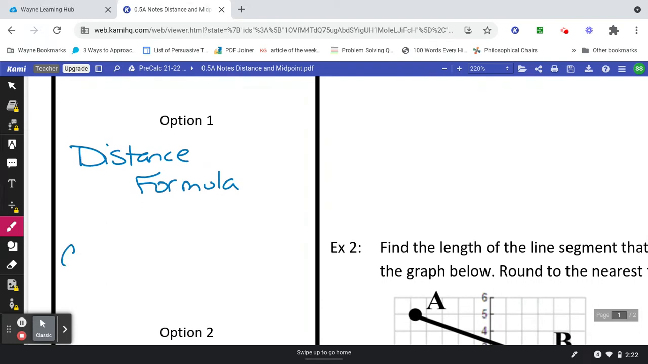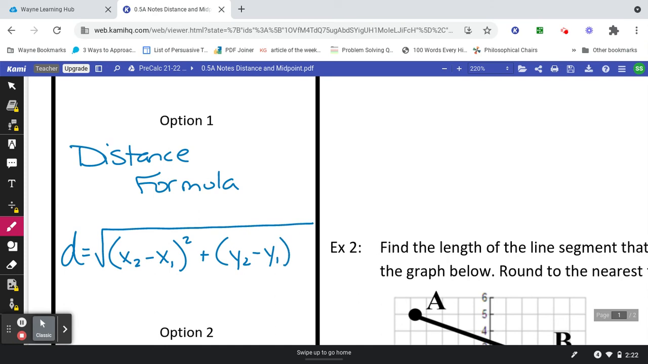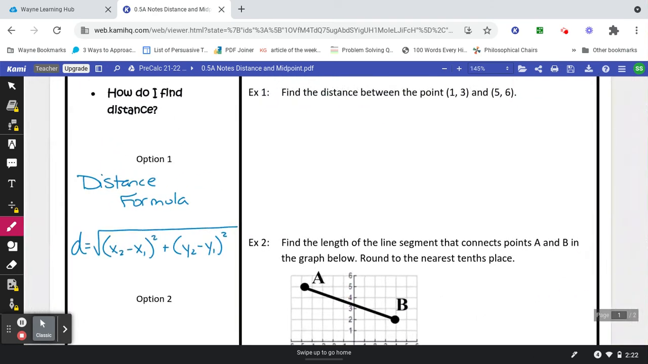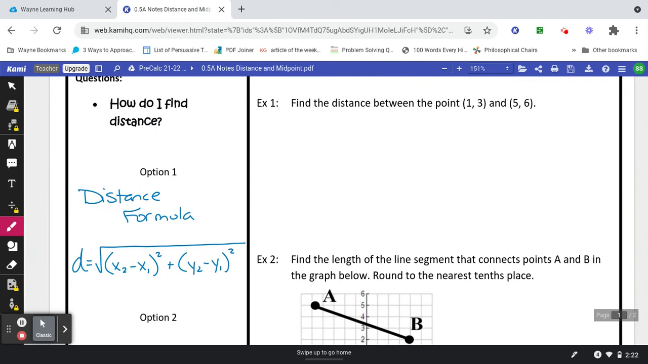And the distance formula looks like this. You have d equals, d for distance, and a big square root bar. And then x2 minus x1 squared, plus y2 minus y1 squared. So we're going to do example number 1 using the distance formula.